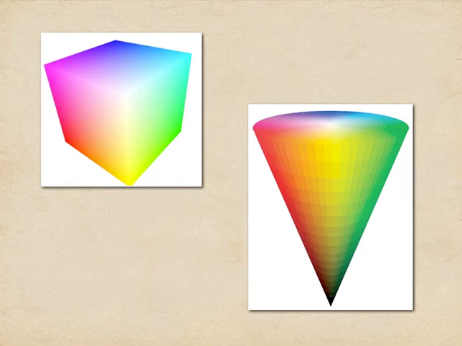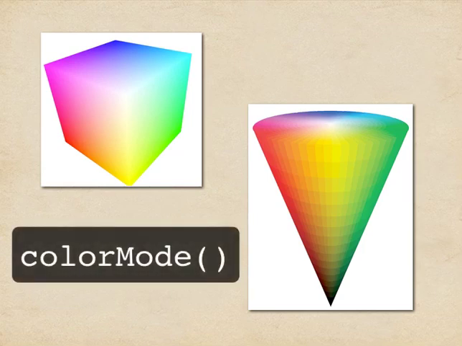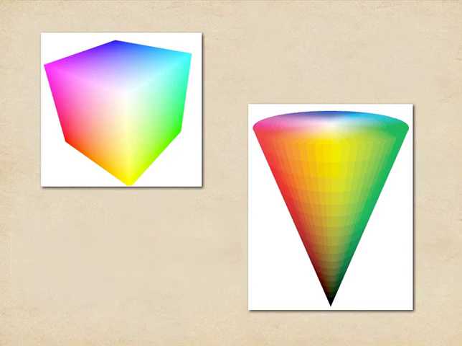As we've seen, we call colorMode to tell Processing which color system should be in effect when we create a new color. When we want to blend colors, we can blend either the RGB values or the HSB values. Let's take a look at the difference.